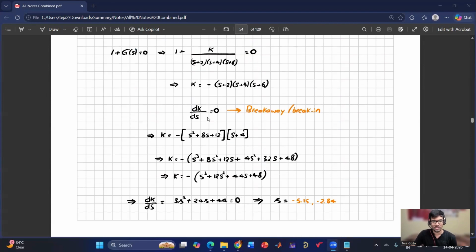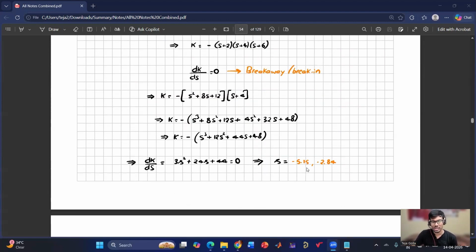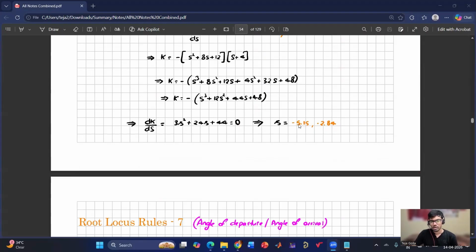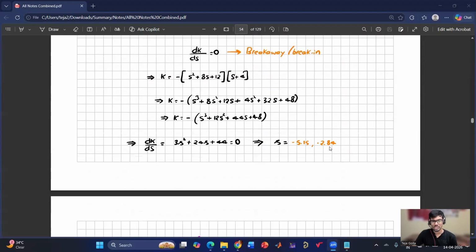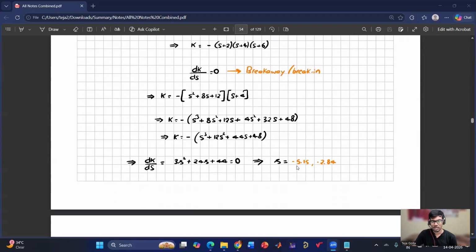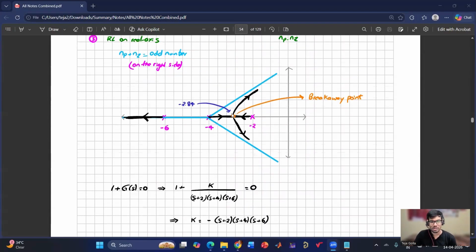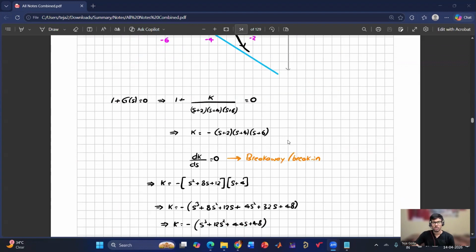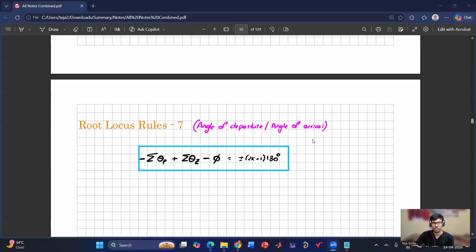For solving, we have to do dK/ds equals 0, and then you will get s. So not every point has to be a break-in or breakaway. Only some of them may be break-in or breakaway. That depends upon where this point is lying. So I got s equal to minus 5.15 and minus 2.84. That doesn't mean both are break-in or breakaway points, right? Here I can see only minus 2.84 is the valid solution. The other one is not, because the root locus doesn't exist there. So it's also important to see which point corresponds to break-in or breakaway. Not every solution has to be a break-in or breakaway point.